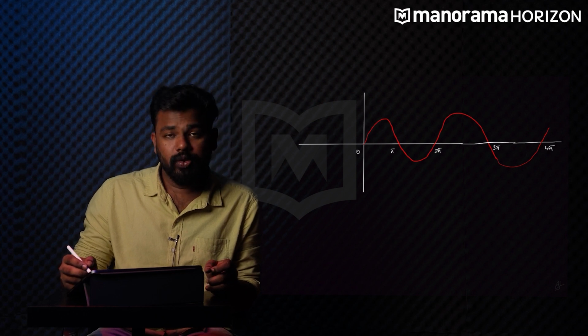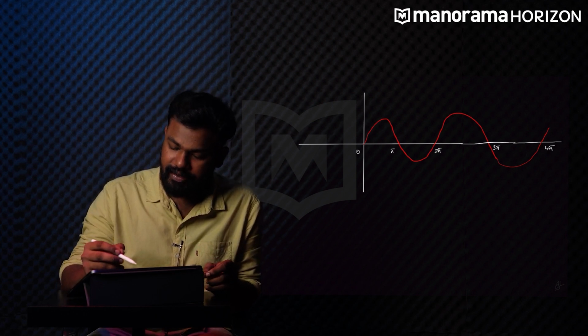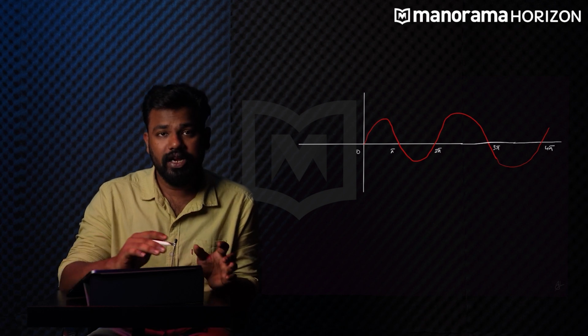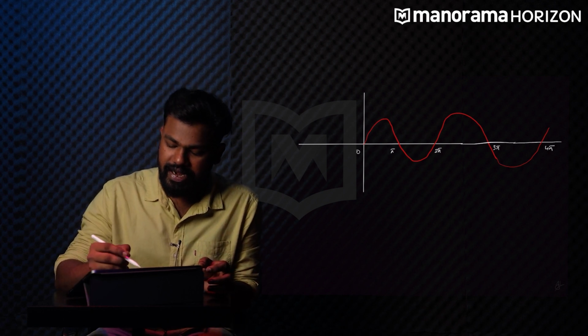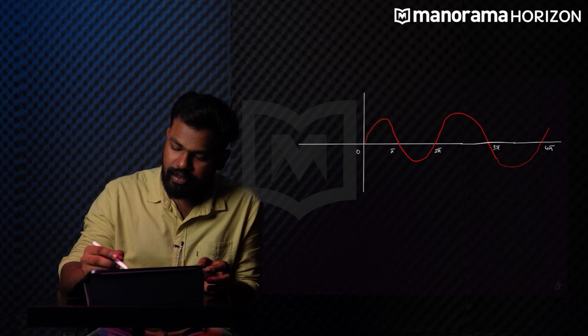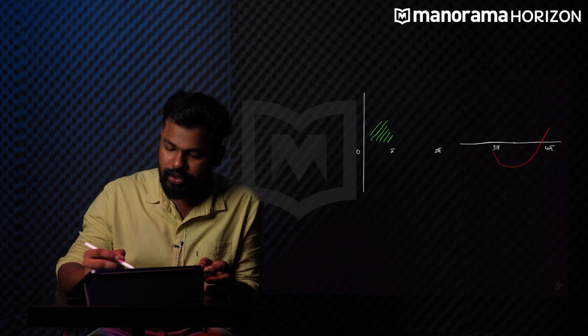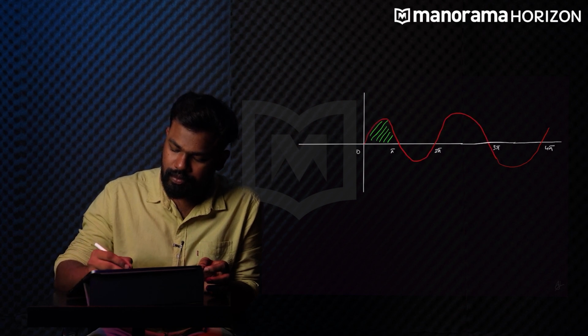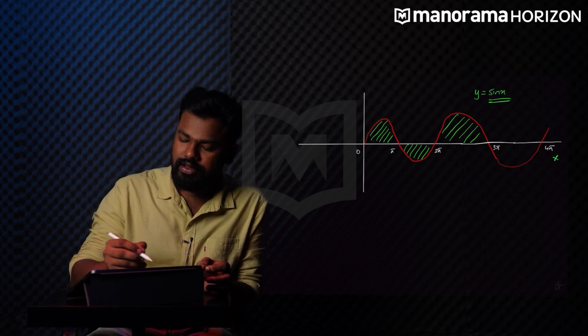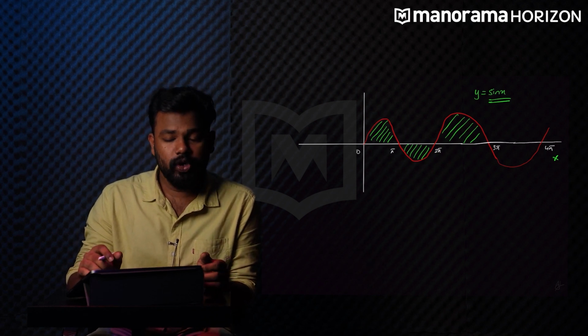Now if I take from 0 to pi and from pi to 2 pi, I'm just shading the area. So 0 to pi, this is the area, right? Pi to 2 pi, this is the area from pi to 2 pi. And from 2 pi to 3 pi also I'm shading the area there. So this graph over here is y equal to sin x. I've just shaded the part from 0 to pi, pi to 2 pi, and 2 pi to 3 pi.